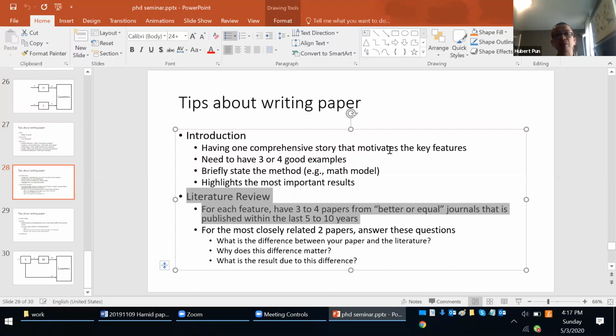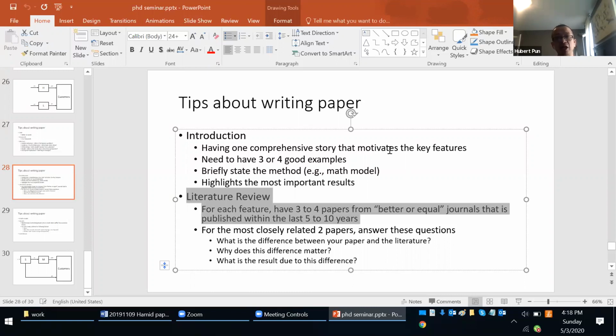And then it needs to be published within the last 5 to 10 years, or maybe 15 years, but not a very long time. The point is that if your literature review only consists of papers published 20 years ago, that means this is not a relevant topic, it's an old topic. People are interested to know what the latest development is. Also, the recent papers have actually helped you do some literature review already. So having recent papers is good.